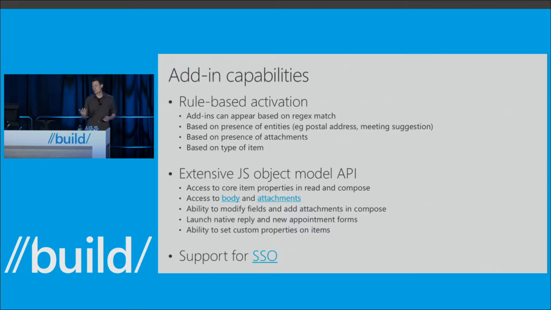And when an add-in runs, it has access to an extensive JavaScript object model API. So it has access to core item properties in read and compose, such as subject, body, recipients. It also has access to attachments, which is an interesting way to read them out. And it can modify certain fields or certain properties or attachments while composing. So you can actually add attachments to a message while it's being written.